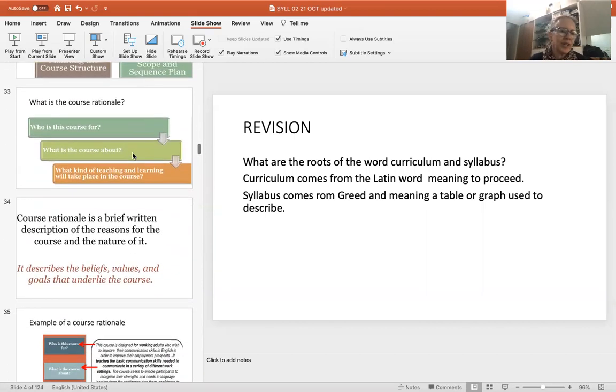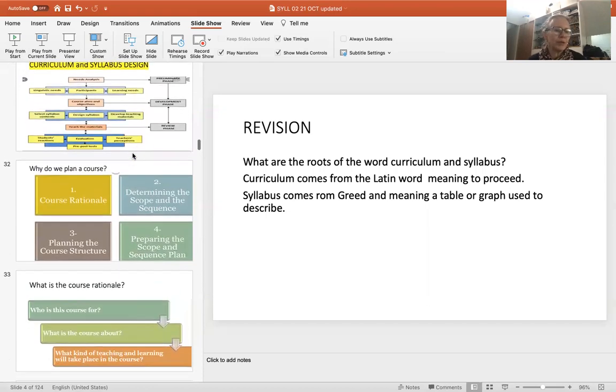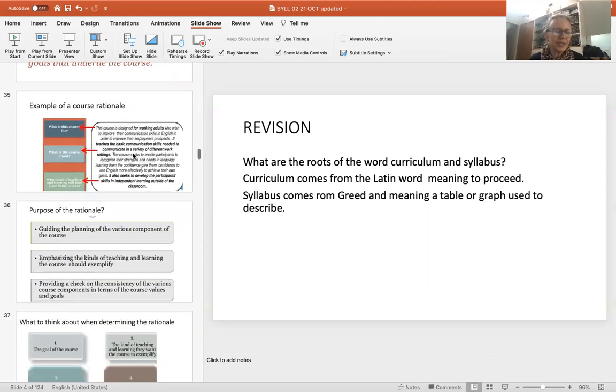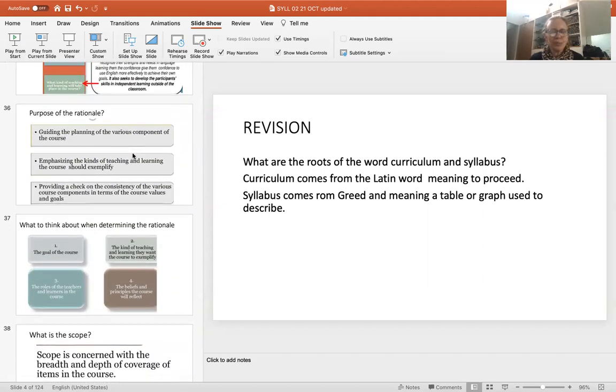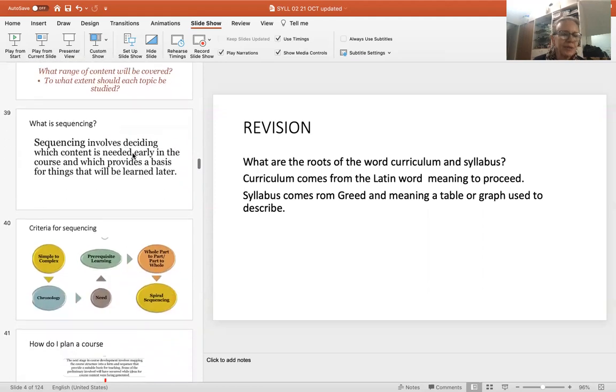And then we looked at when we plan for a course, we have to write the curriculum document, but also have to do the scope and the sequencing. We looked at what scope is. Scope meaning just a statement saying what the course entails, and the rationale is why we're doing the course. And sequencing is the order.